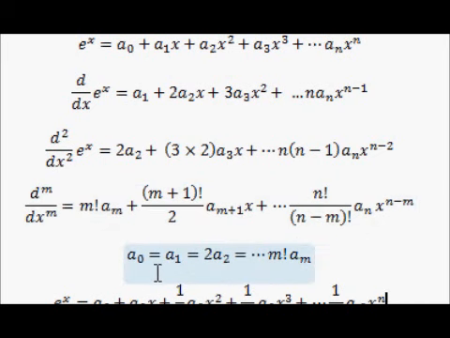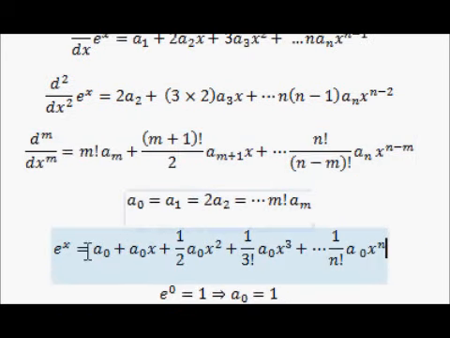And you notice that there's only one free variable here. So everything depends on a0 because a1 is equal to a0, and a0 depends on a2 as well because 2a2 is equal to a0, and so on. So everything depends on the variable a0. So we can take that into account, and we can rewrite the series e to the x in terms of this. So now we know what these coefficients are.